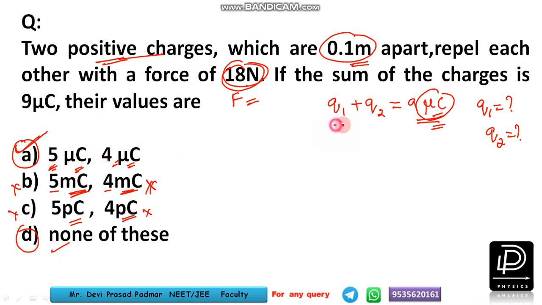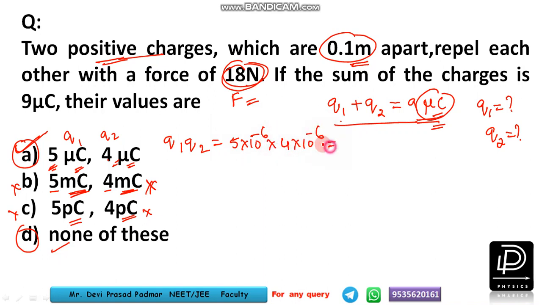Now, you know the sum is 9 microcoulomb. What about the product of these two charges? If you consider this one as Q1 and this one as Q2, just calculate the product Q1 into Q2. What do you get? 5 into 10 power minus 6 into 4 into 10 power minus 6. That means 5 into 4 you get 20, and 10 power minus 6 times 10 power minus 6 is 10 power minus 12, that means picocoulomb. So 20 picocoulomb.